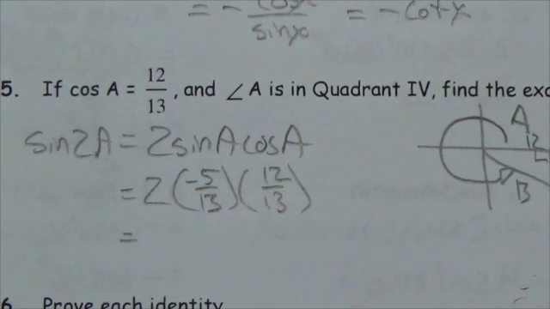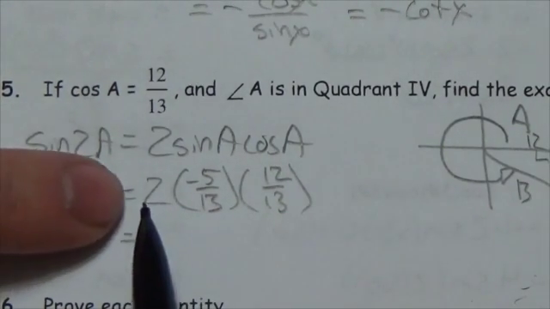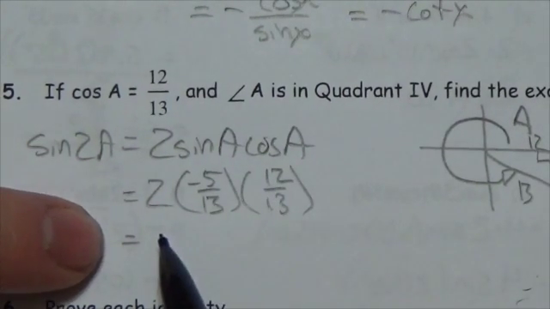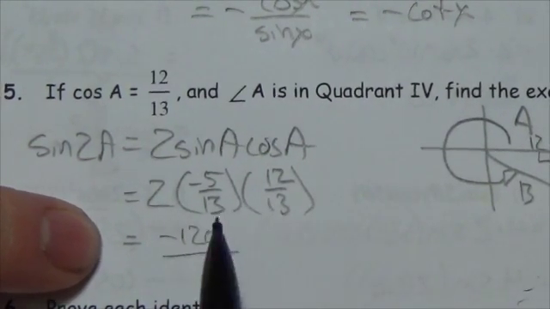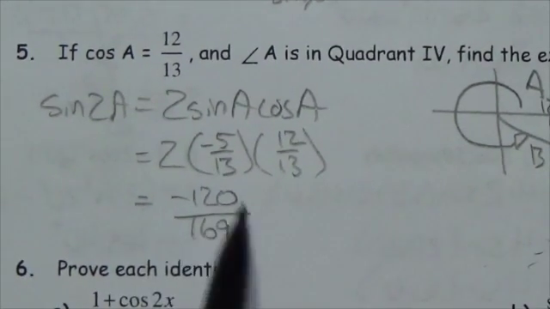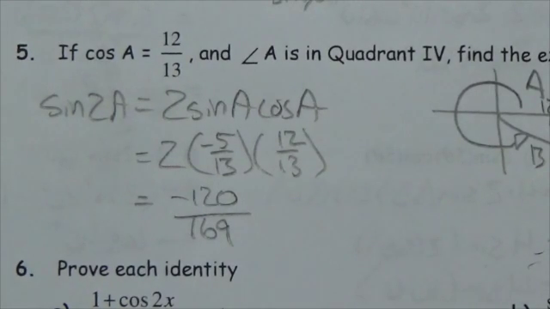Okay, now, here we go. I can multiply this out. 2 times negative 5 times 12 is going to be negative 120. And 13 times 13 is 169. And so there we go. That's the expression that we're looking for.